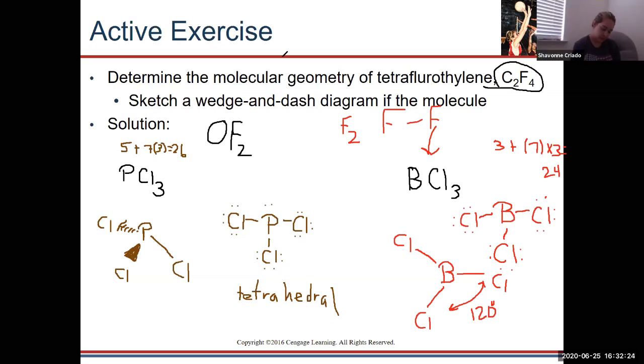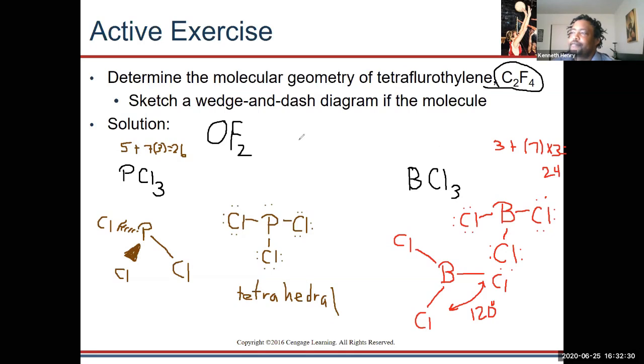Oxygen? 1, 2. This is going to be my center atom.